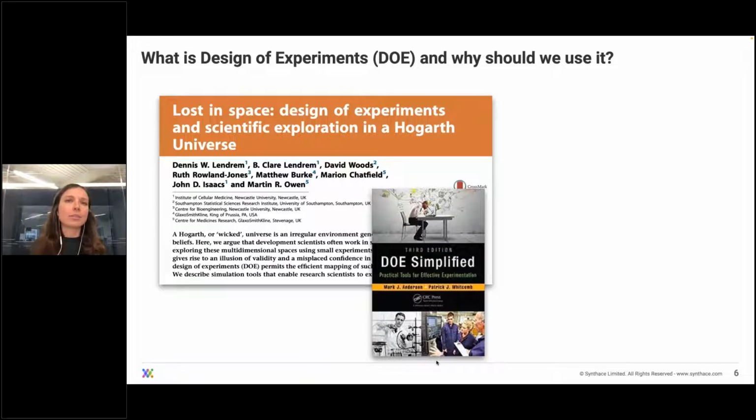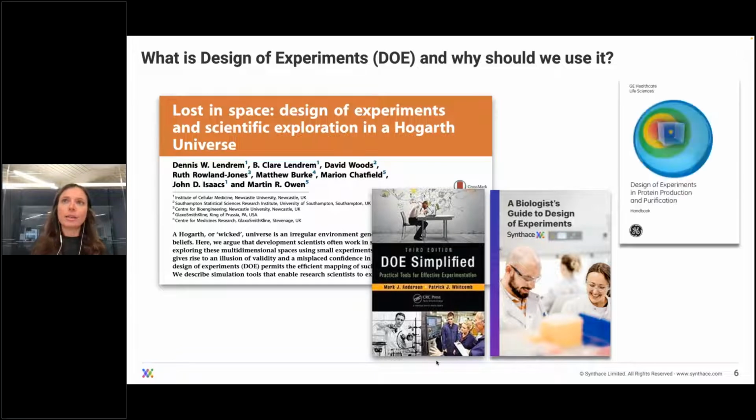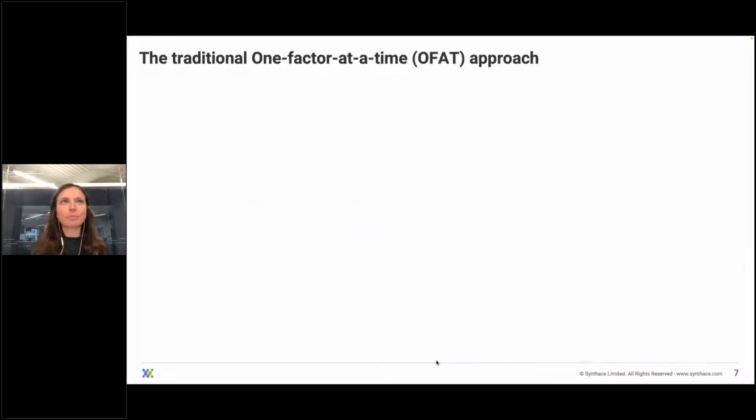Next up, we have a bit more in-depth book called DOE Simplified, which also gives some nice practical suggestions for getting started with DOE. Next, we have generated our very own guide to design of experiments aimed specifically at biologists. And finally, there's a really nice resource freely available online, which is specifically tailored to using DOE in protein production and purification from GE Healthcare and now Cytiva. So I definitely urge you to check all of these out.